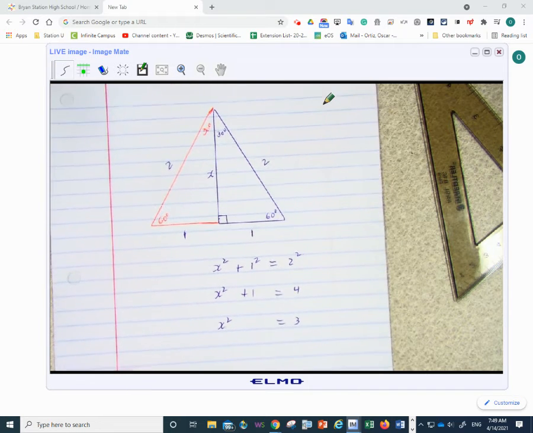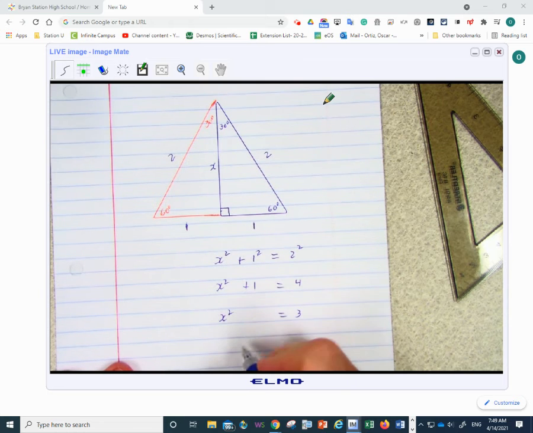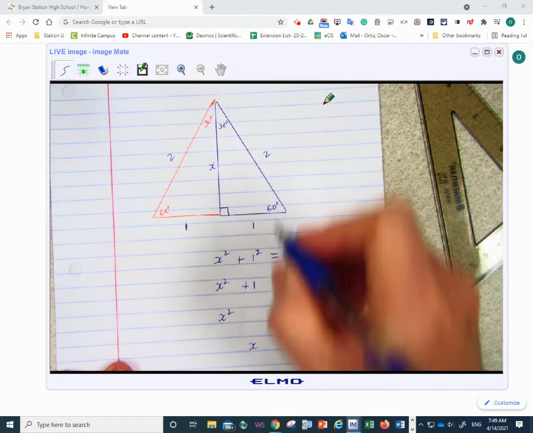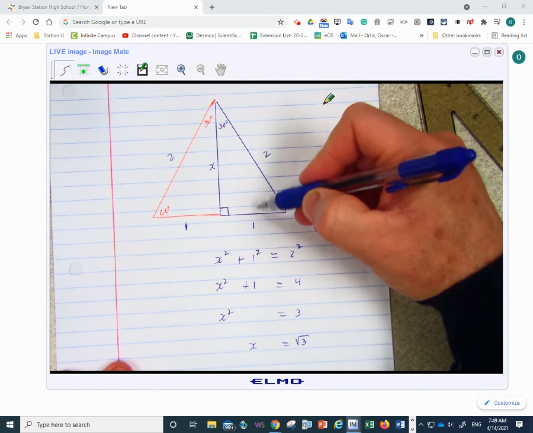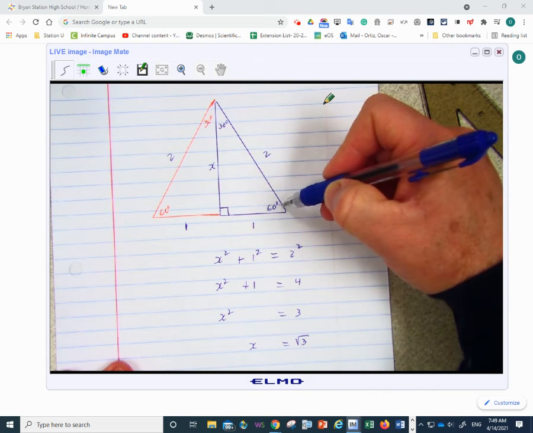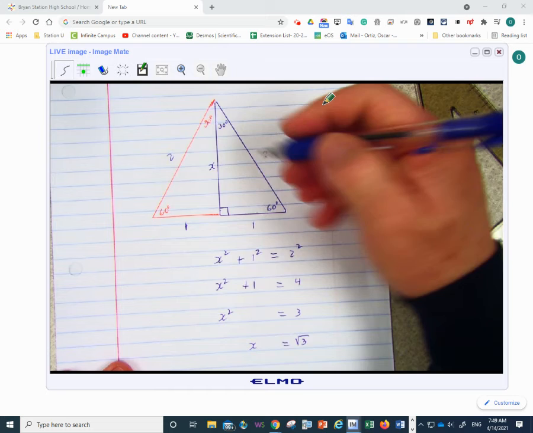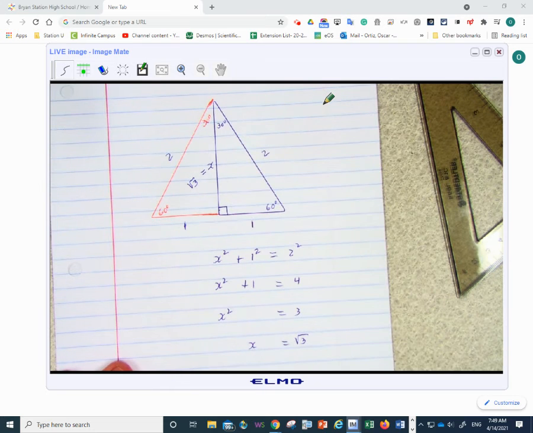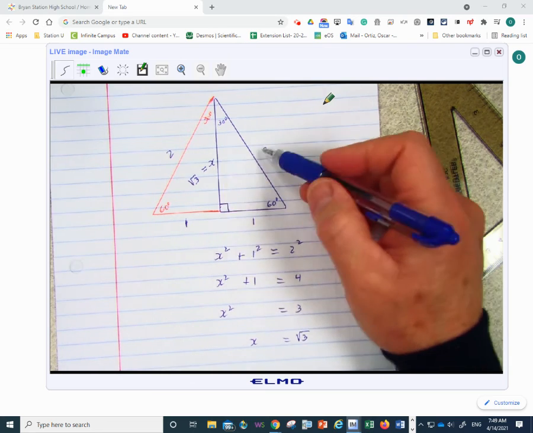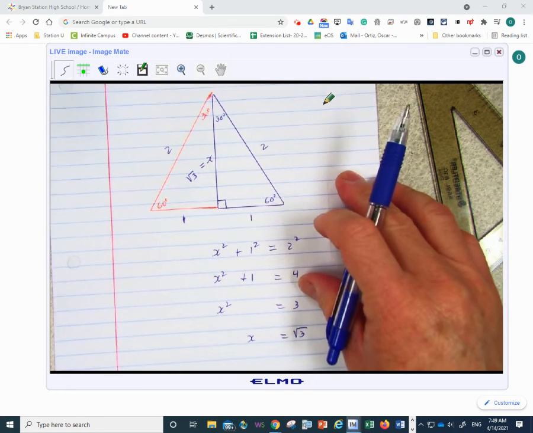And if we take the square root on both sides, we would have that x equals the square root of 3. So this here, which is the other leg, not the one opposite to the 30-degree angle, but the one opposite to the 60-degree angle, would be then square root of 3. So that is teaching us that these three sides are always in that proportion.